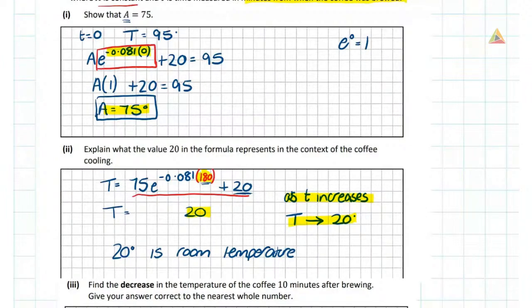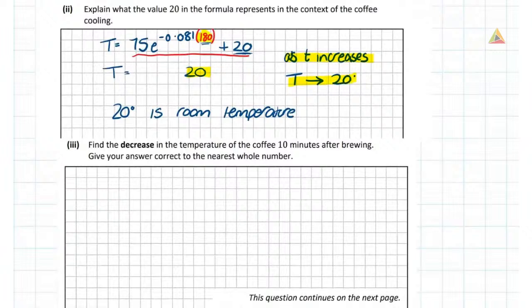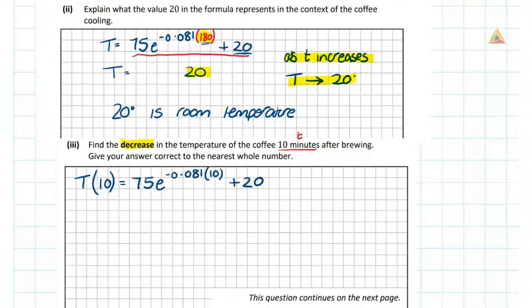Part 3 then, find the decrease, and they're highlighting decrease so that we don't forget to do that at the end, in the temperature of the coffee 10 minutes after brewing. So they're basically telling us that our time here is 10, and we're going to take our temperature formula, so that's T, and we're replacing every small t with a 10. So that's going to be A is 75, e to the power of minus 0.081 times t, which is 10, plus 20.